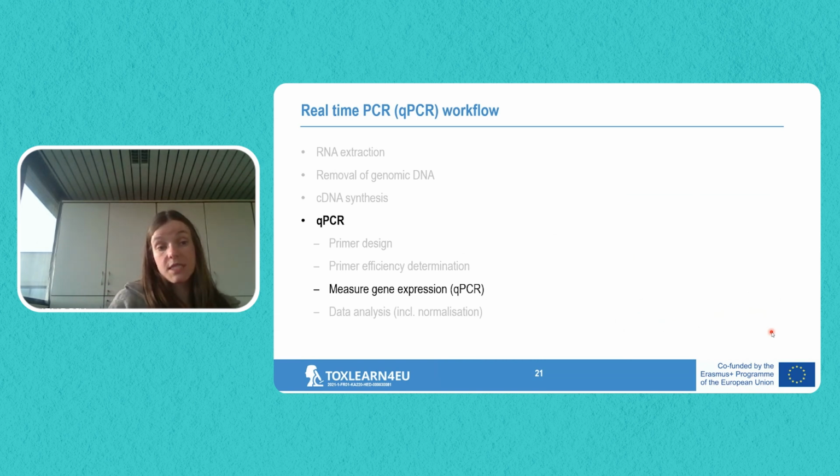Once the cDNA has been synthesized, you can measure the expression of your gene of interest using qPCR. Before you do this, you first need to design primers and also test whether their efficiency is approximately 100%. But these are things we will cover in the next 2 lectures. What we will discuss now is the principle of qPCR. So how can you measure gene expression levels using real-time PCR?